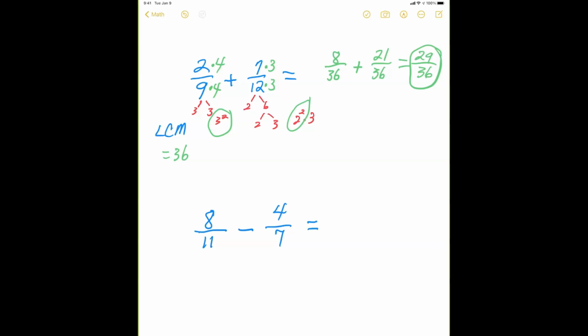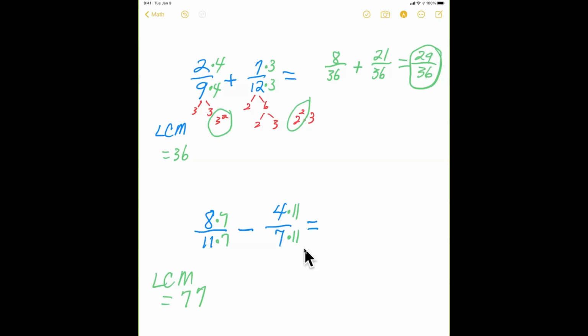Next, we'll take a look at a subtraction problem. 8/11 minus 4/7. So some of you may have noticed that 11 and 7 are both prime. So we don't have to do a prime factorization. They're already done. So we can multiply 7 times 11, and we get 77 as our LCM. So what can we multiply by 11 to get 77? Well, if you've been working on your multiplication table, you know. And on the other side, what can we multiply by 7 to get 77?